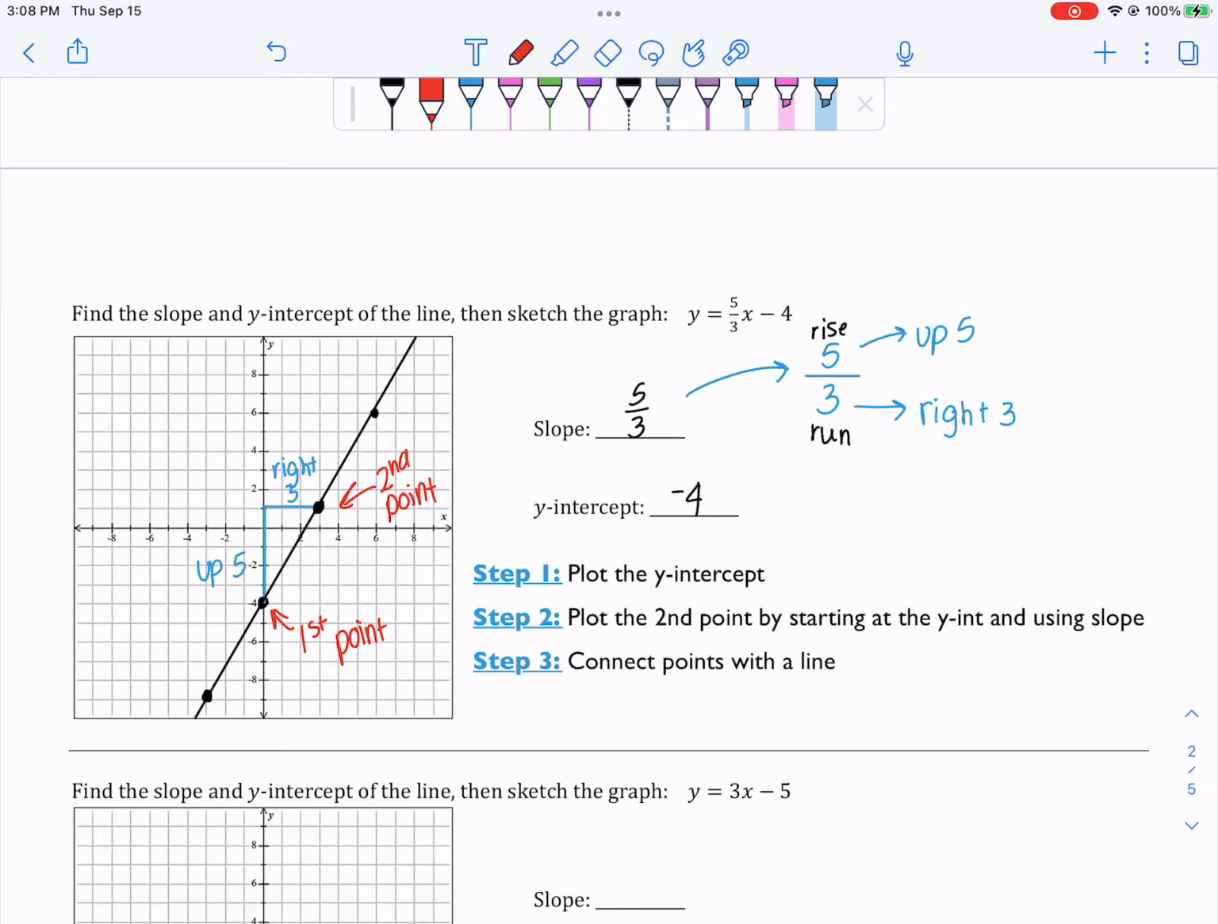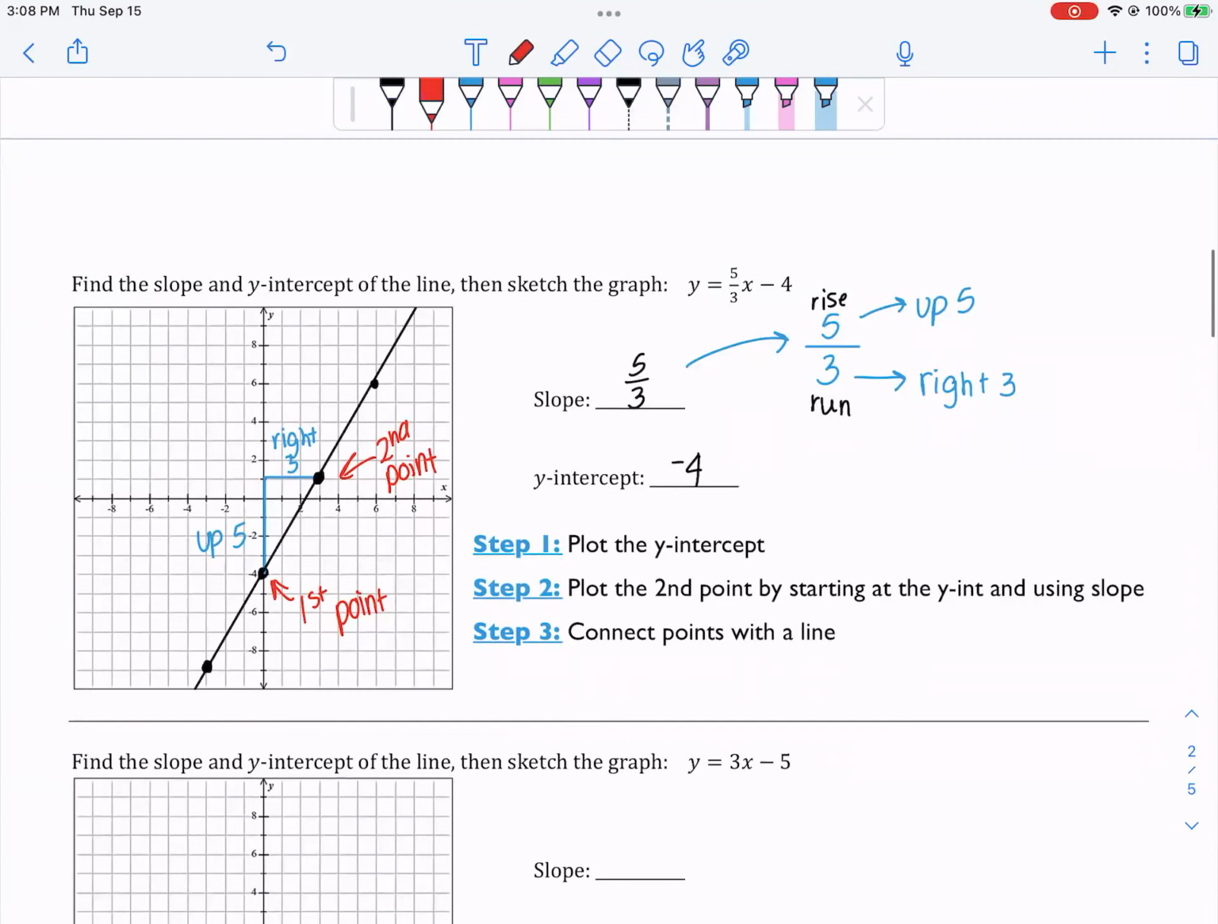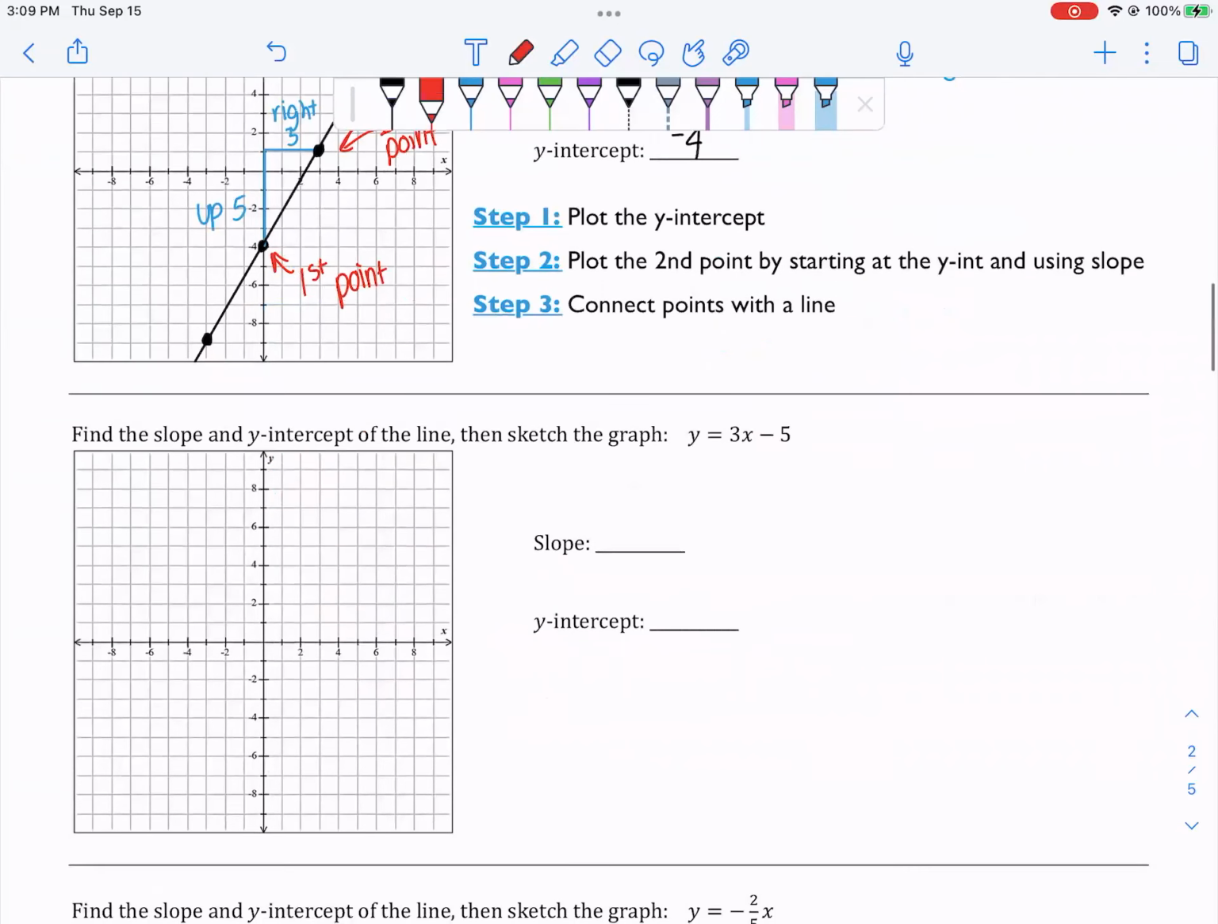If you'd like to attempt these next problems on your own before watching me do it, please go ahead and do that now. But I'm just going to scroll down and do the next few. Pause me if you want to try on your own. So for this one, slope, number next to the x. So the slope is 3. The y-intercept is -5.